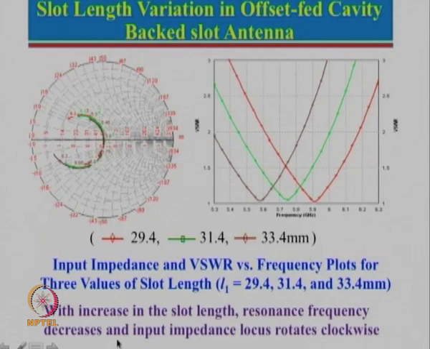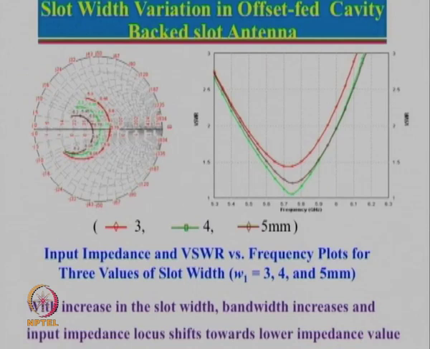So, we know that if the slot length is increased, what will happen? If the slot length is increased from here to here, frequency should decrease. So, you can see that from here frequency is decreasing. So, that is a straightforward thing here. We can also look at the Smith chart plot here. One can actually see that the starting point has shifted slightly. So, we can actually see that with increase in slot length, resonance frequency decreases, which is obvious, and the input impedance locus also rotates clockwise.